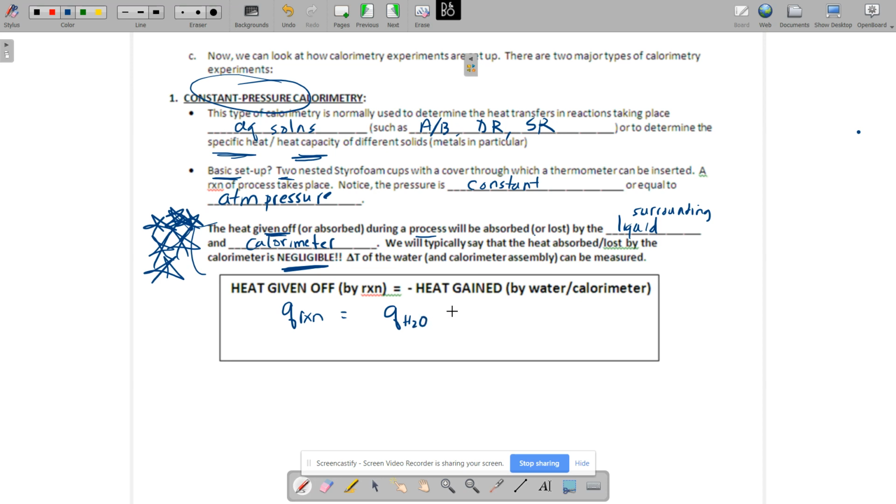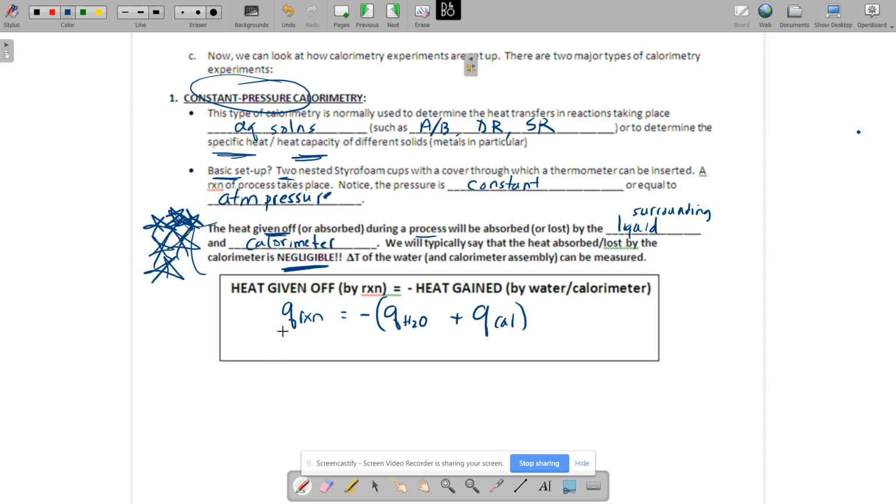The water might not be pure water, but it's the surrounding liquid and the cup itself, which is the calorimeter. So the heat lost will equal the heat gained, but notice I'm going to put this negative right here. All that negative means is that these two quantities, the heat from the reaction and the heat absorbed by the water in the calorimeter, will be opposite signs. You're going to see how that works in a minute.